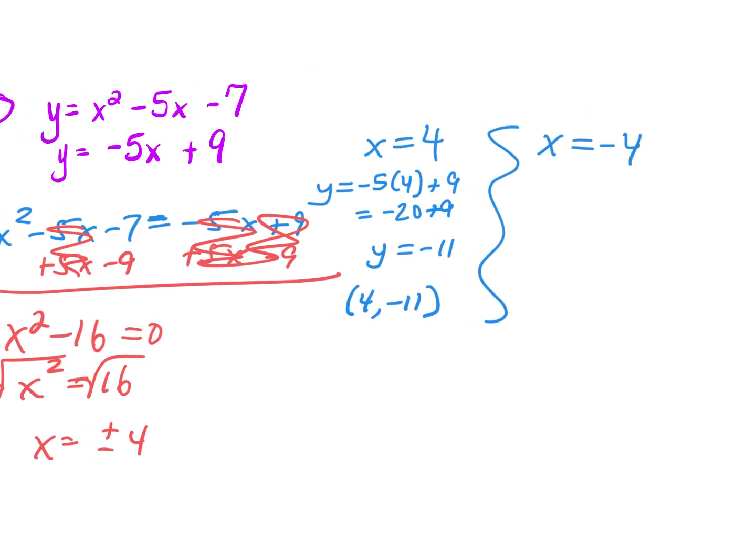Same thing over here. I'm going to use the same equation. Y equals negative 5 times negative 4 plus 9. Negative 5 times negative 4 is 20, and 20 plus 9 is 29. So my ordered pair is negative 4, comma 29.